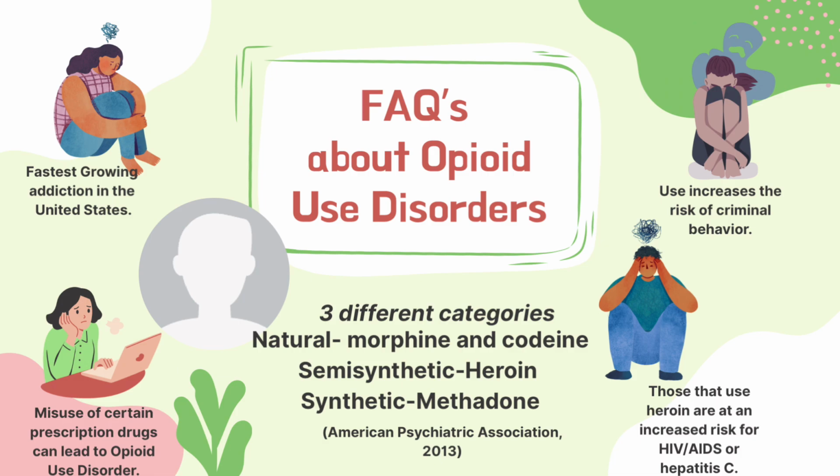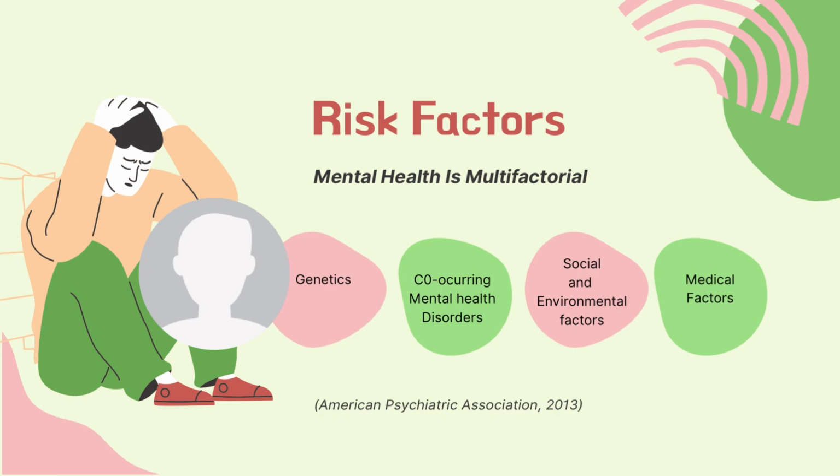There are three different categories of opioids: natural, which would be things like morphine and codeine; semi synthetic would be heroin; and synthetic would be methadone. There are some risk factors to consider when discussing opioid use disorder: genetics, co occurring mental health disorders, social and environmental factors, and medical factors as well.